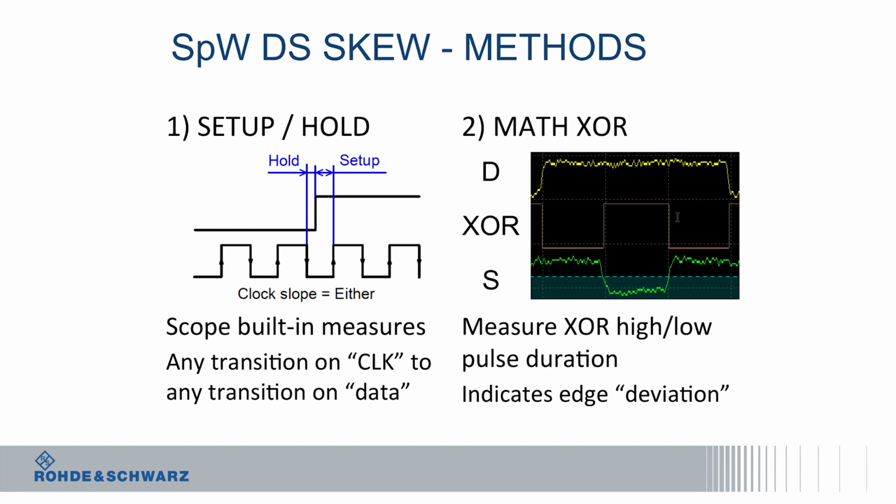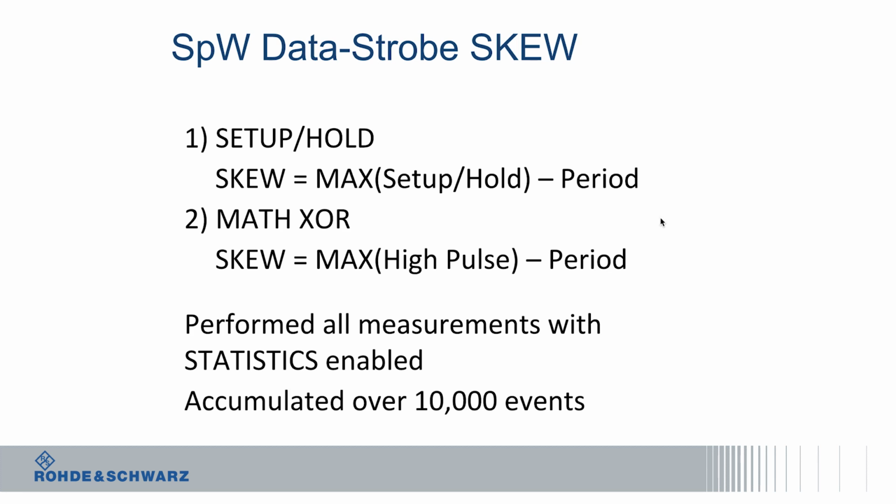and you can know how much is the skew. In order to know the skew, it is very simple math. In the first method, we take the maximum measurement of setup and hold and subtract the bit period for that particular link. And in the case of the mathematical XOR, we take the maximum of the high pulse and we subtract the bit period.